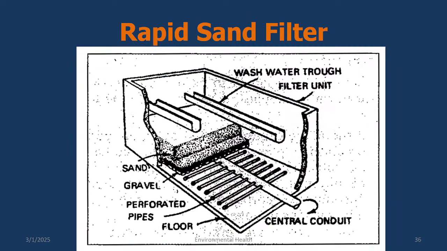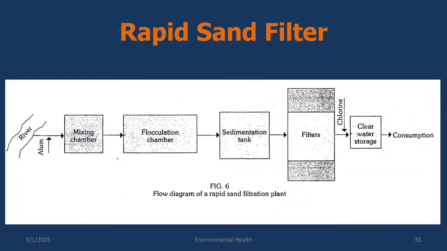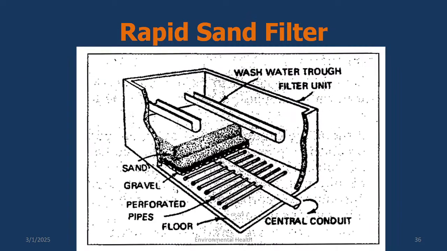This is the schematic of a rapid sand filter, the filter from inside. It has sand, gravel, perforated pipes and floors, and wash water goes through the filter unit and washes it, and then the central conduit is something through which the water comes out.